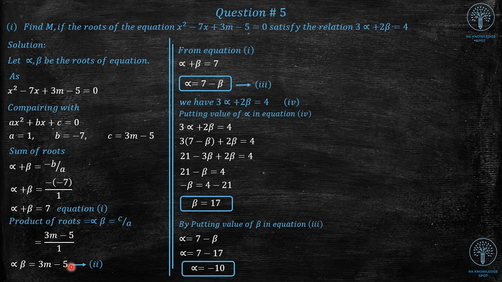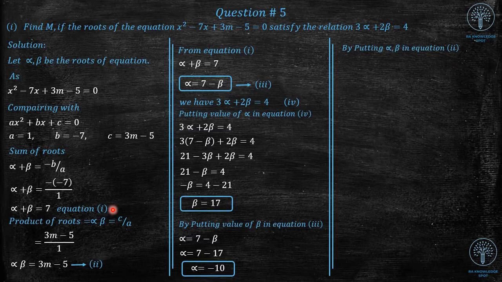This is the equation, that is equation number 2. If we put the value of alpha beta here, we can easily find the value of m, and this is our target, to find the value of m. Now by putting the value of alpha beta in equation number 2, here is the equation.